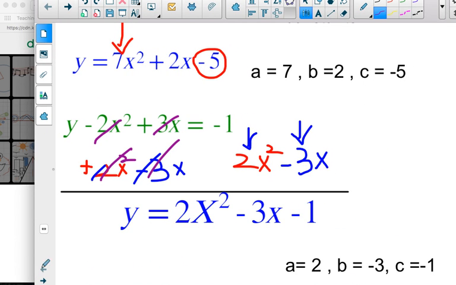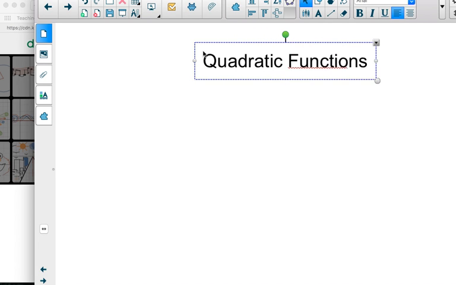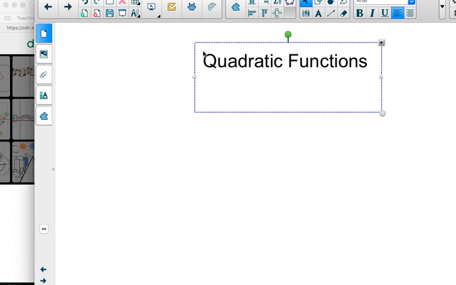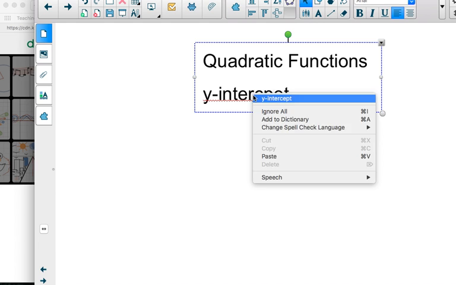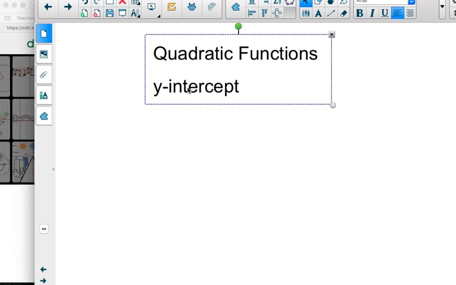Hi students, in this new video we're gonna go one more step ahead in terms of quadratic functions. I'm gonna write the title again, which is quadratic functions, and we're gonna talk about how to find the y-intercept. This is another step to get more familiar with quadratic functions. So let's talk about what y-intercept is.